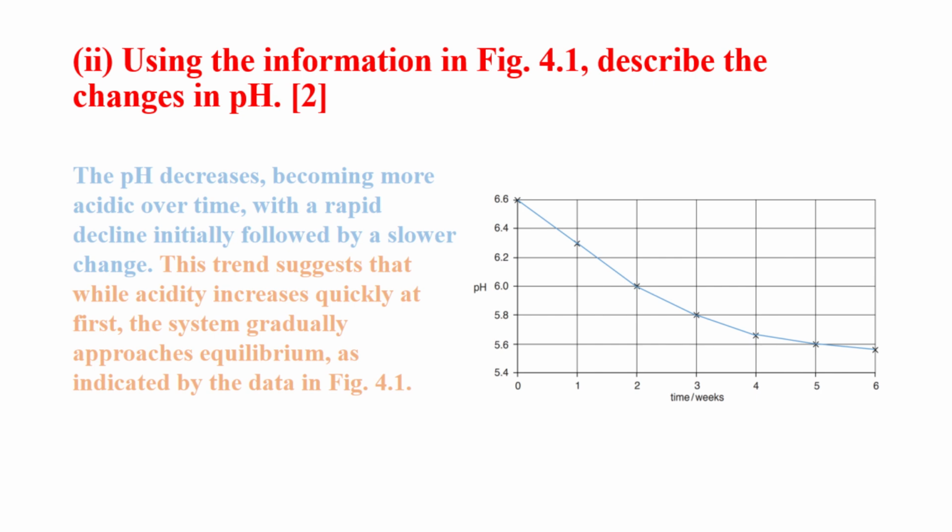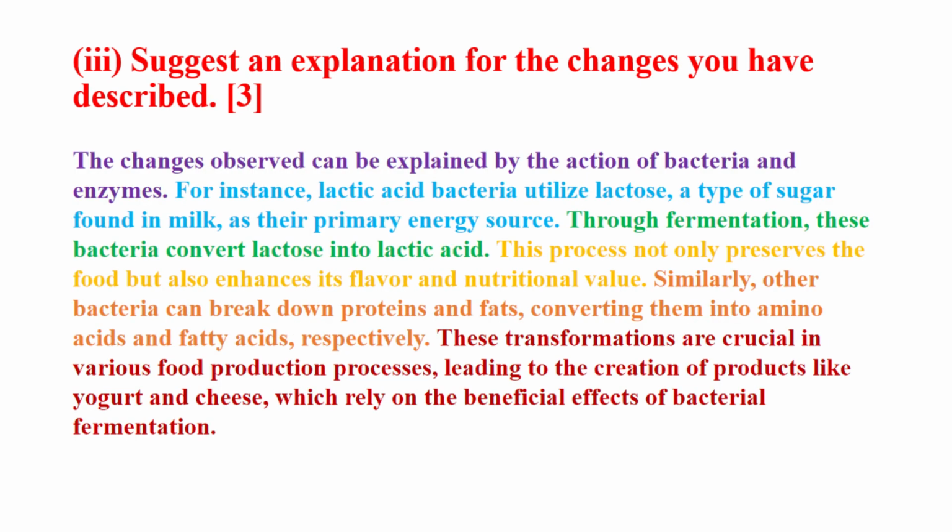As you can see from the trend, the pH decreases, becoming more acidic over time, with a rapid decline initially followed by a slower change. This trend suggests that while acidity increases quickly at first, the system gradually approaches equilibrium, as indicated by the data in Figure 4.1. Part 3 states, suggest an explanation for the changes you have described.